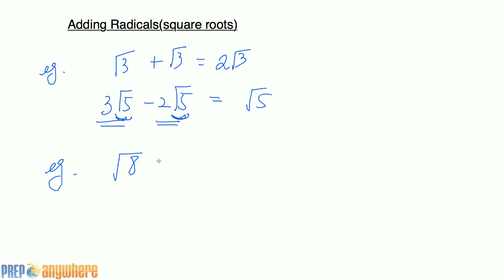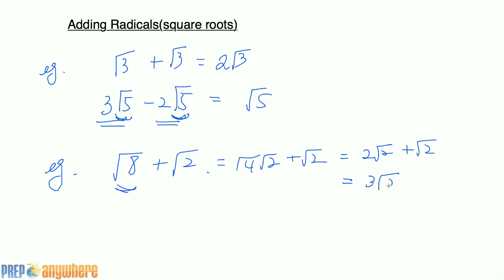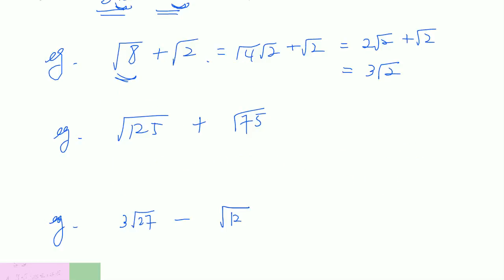Root of 8 plus root of 2. So here it looks different, right? They're different. But then you have to ask yourself, can you make it into the same root? And root of 8 is root of 4 root of 2, which is 2 root 2. So you can add it now. 3 root 2. Does that make sense? Okay, what about this next one?